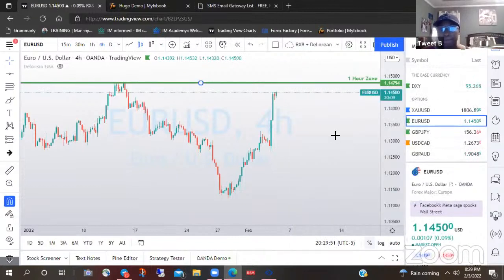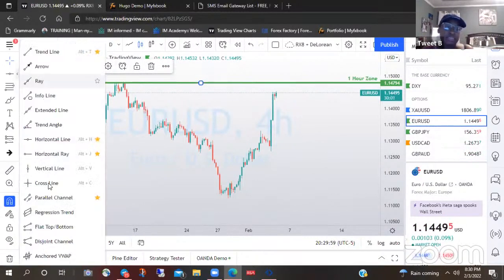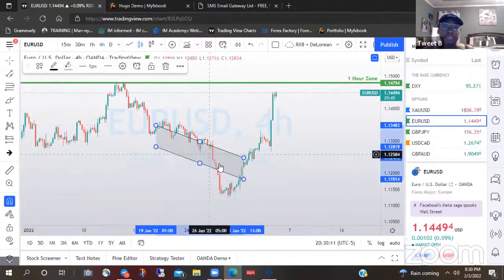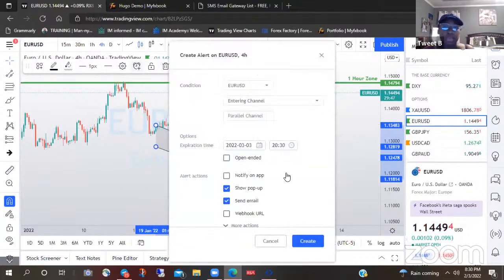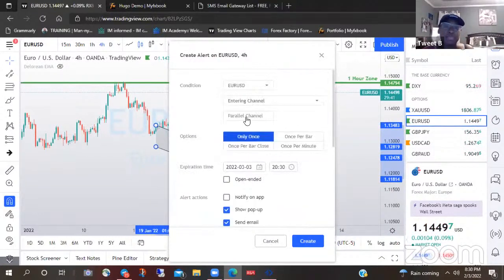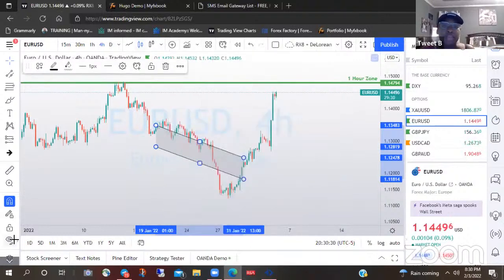Questions about that? These little buttons are literally on just about any of these tools in this section. So if you wanted to do a parallel channel and then you wanted to set an alert off of it, you can come here and update it however you want. If you want it when it's entering, exiting, inside, outside, whatever it is, you can customize it, flip it, reverse it, whatever. Okay, so that's that.